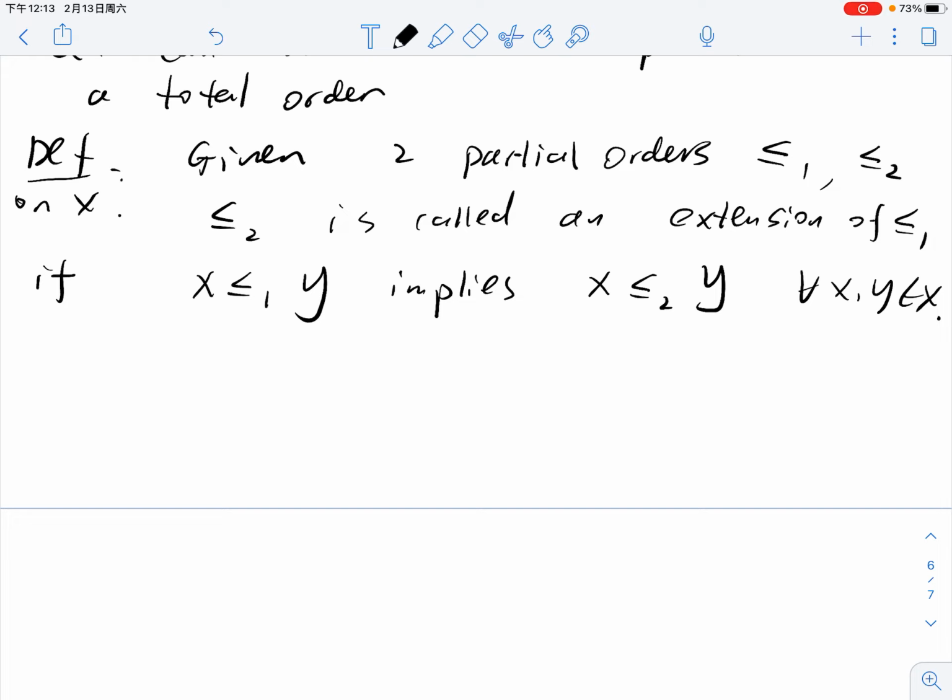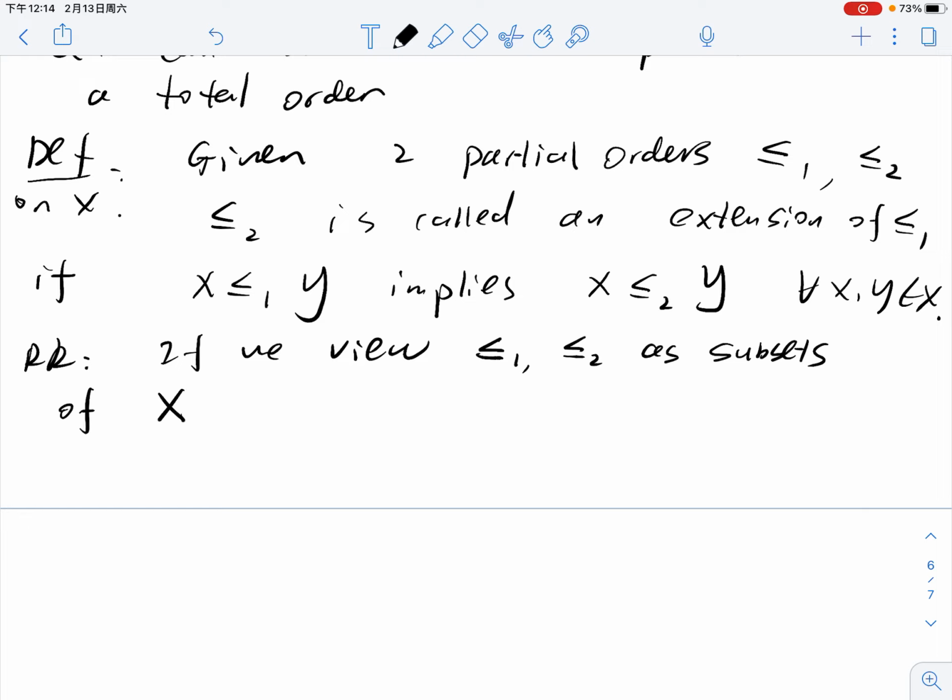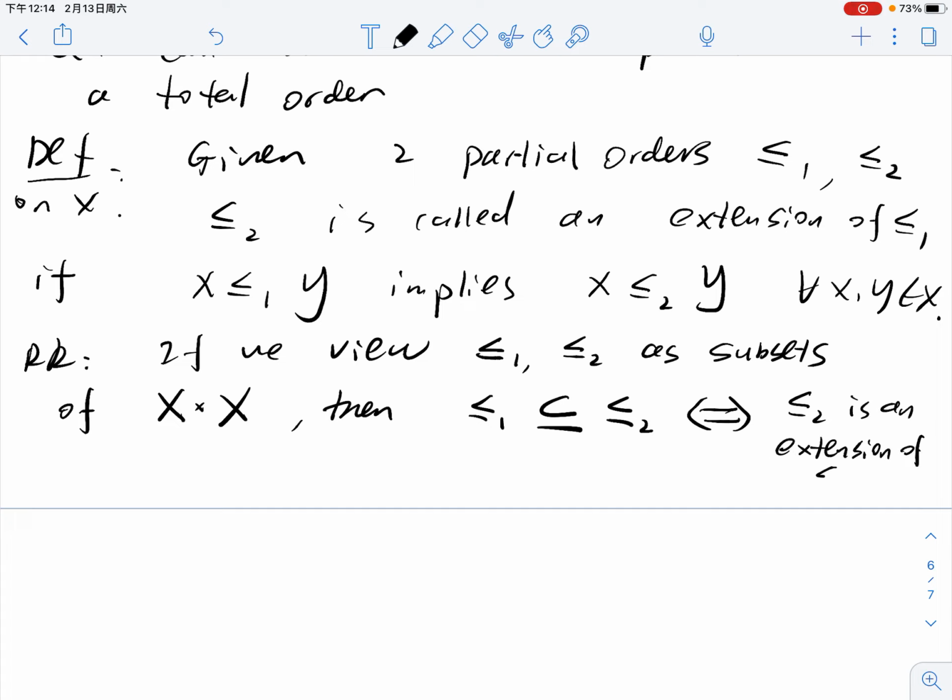An equivalent way is if we view less than or equal to 2 and less than or equal to 1 as subsets, because they're relations, subsets of the Cartesian product X cross X, then the first one is a subset of the second one if and only if the second one is an extension of the first partial order. Of course, here we view these two relations as partial orders.